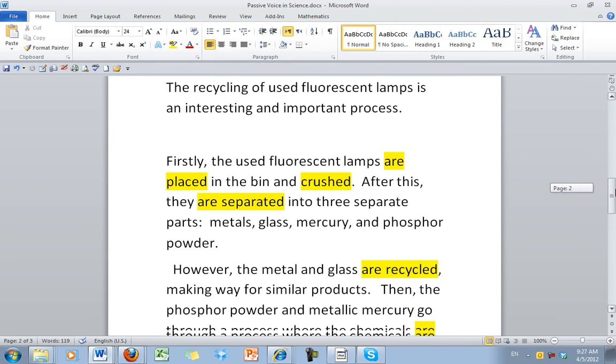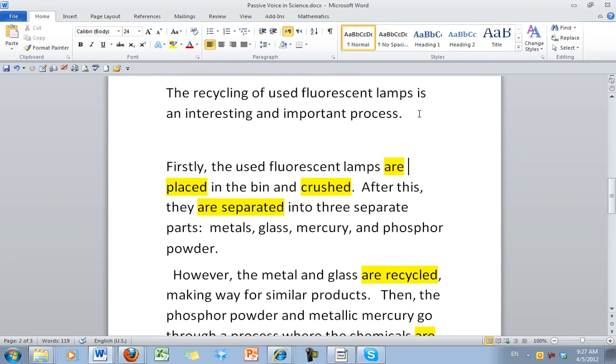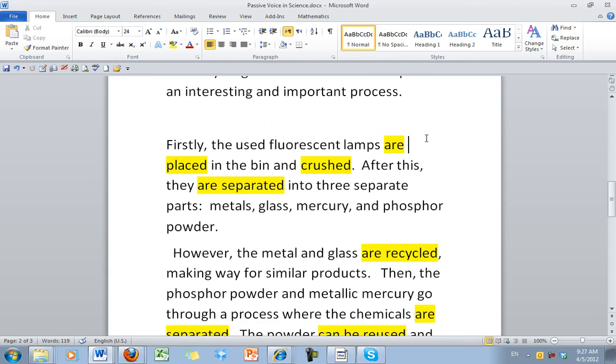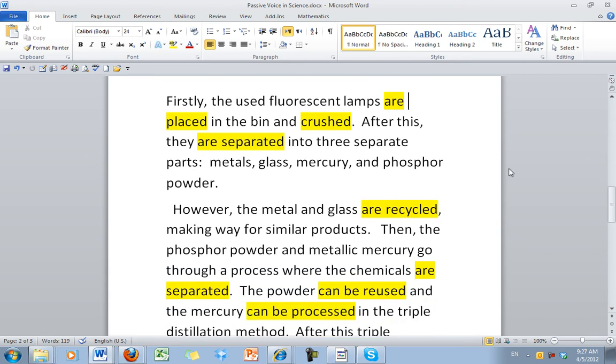Let's take a look at some examples. Here's the introduction. It just says, the recycling of used fluorescent lamps is an interesting and important process. Firstly, the used fluorescent lamps are placed in the bin and crushed. After this, they are separated into three separate parts: metal, glass, mercury, and phosphor powder.